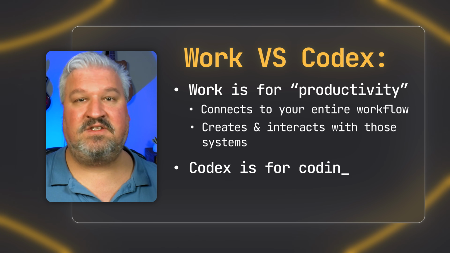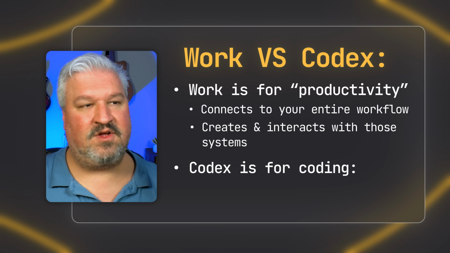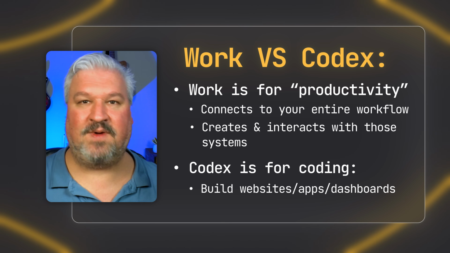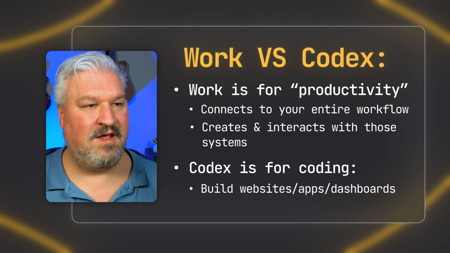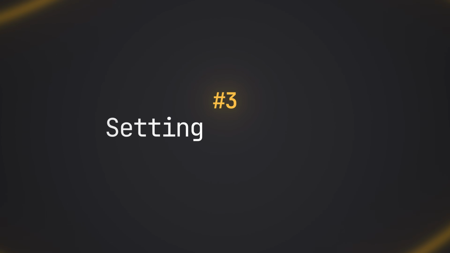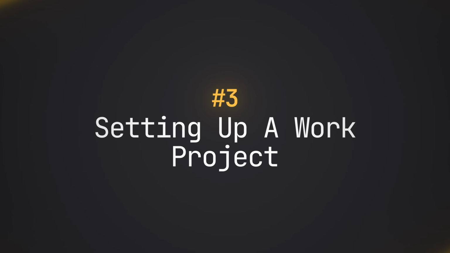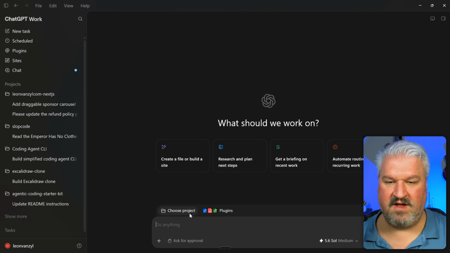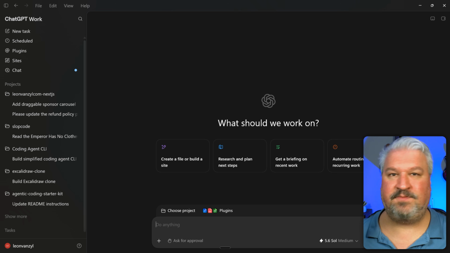Whereas Codex is their coding agent. So you can select Codex if you want to build websites or apps or dashboards, whatever. So for software development, this is where you would go. But let's start off with ChatGPT Work. So what I'll do is click on New Task, and this will create a new task over here, so we can interact with our agent as per usual.